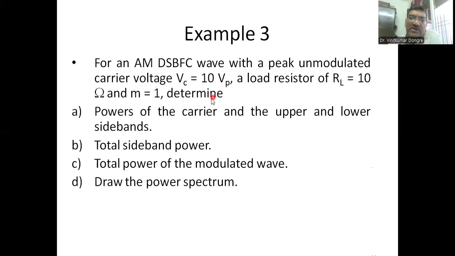Determine, or calculate, the power of the carrier and the upper and lower sideband. So you have to calculate 3 powers: carrier power, upper sideband power, lower sideband power. The formula is with you. Calculate the total sideband power, and then simply add to get the total power of the modulated wave. The 3 you have calculated, simply add. Then draw the power spectrum, which you have just drawn.